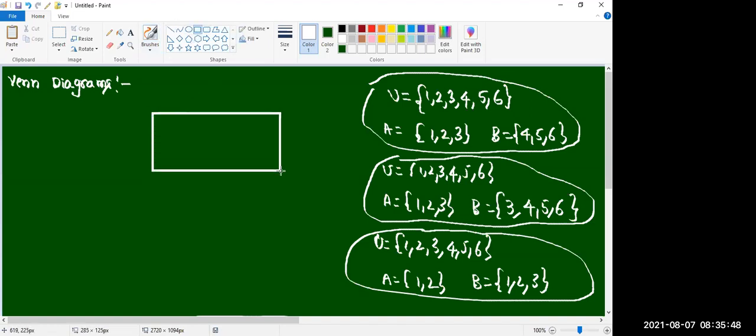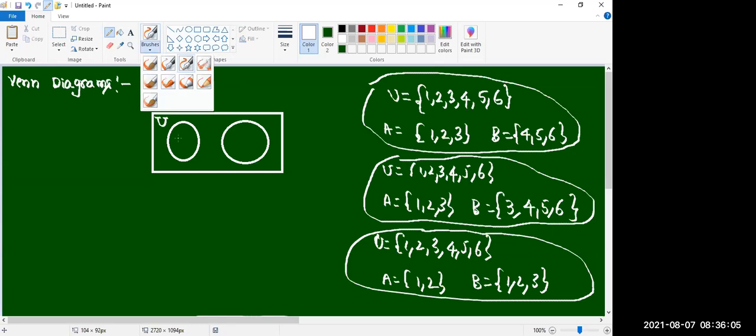For the first one, the universal set is always denoted by U, a rectangle. In that, subsets are there: one subset A, another subset B. No common elements are there in this one. One doubt: in the universal set, will the common elements be included, like 2 and 2 common, do we take both or just one? Only one we should take. You see, 3 is common in both.